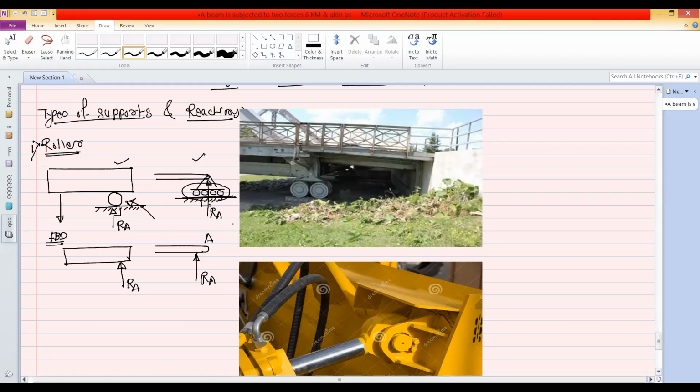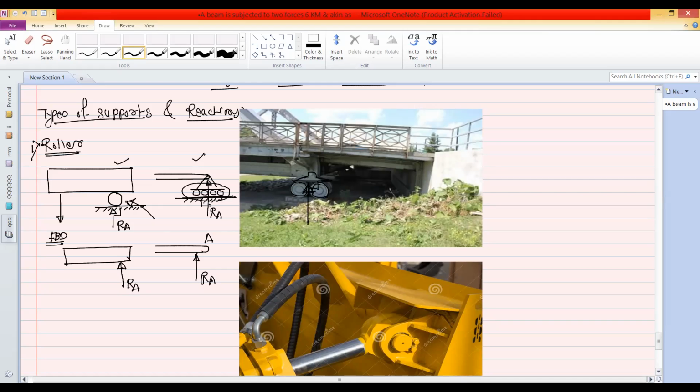So practical application, you can see here. So this is the bridge. So this bridge, it is supported on these two rollers. Okay, so this total reaction, it is perpendicular like this to this surface.